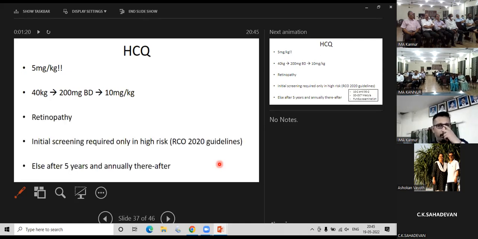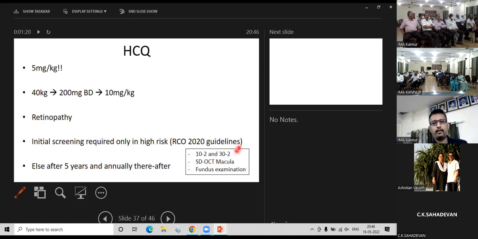The most important issue with hydroxychloroquine is retinopathy. Initial screening is required only in high-risk patients. That is the latest RCO 2020 guidelines, Royal College of Ophthalmology. When you're starting HCQS, you don't need to check unless there are some previous ophthalmic issues, if the patient is in an older age group, has renal disease, or is using tamoxifen. If the patient is using tamoxifen, it is better to avoid HCQS along with it. Otherwise, all you have to do is check for HCQ retinopathy after 5 years of use.